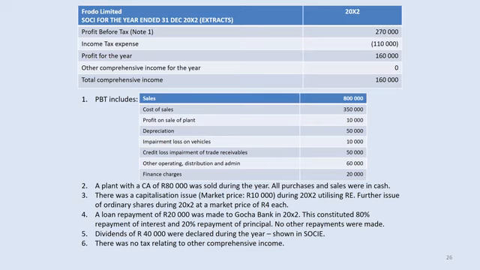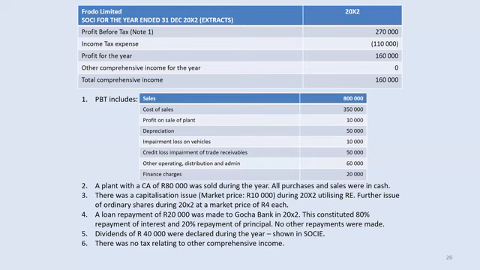There was a capitalization issue, so we know that impacts our retained earnings. Market price of 10,000 Rand during 20X2, utilizing retained earnings. And there was a further issue of ordinary shares during 20X2 at a market price of 4 Rand each. That will be more important to us, the further issue, where we're going to want to see how much we debited to bank, how much was received as a result of these shareholders investing in the company.